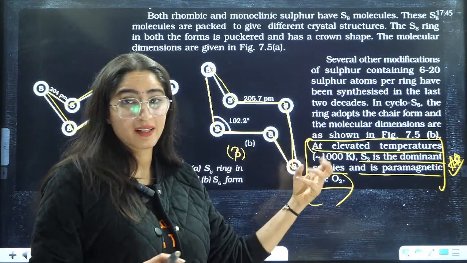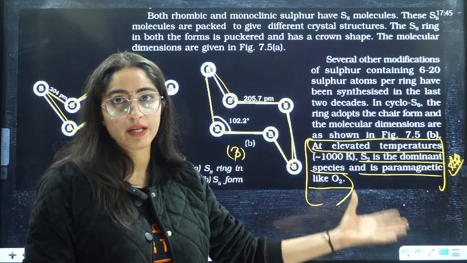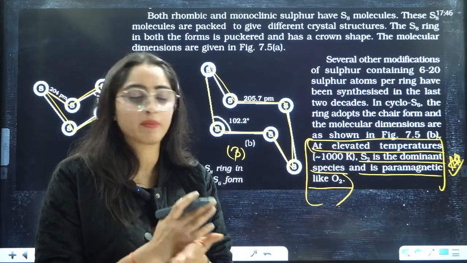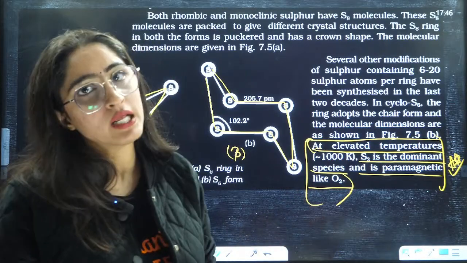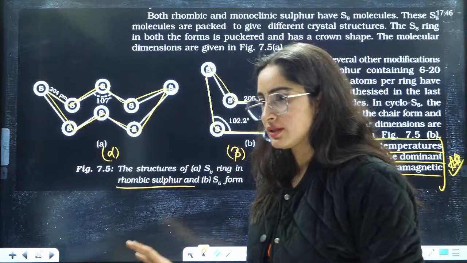Now, when you heat it and the temperature is elevated to 1000 Kelvin, then the bonds will break and it will be converted to S2 molecule. That S2 molecule is paramagnetic in nature, right?